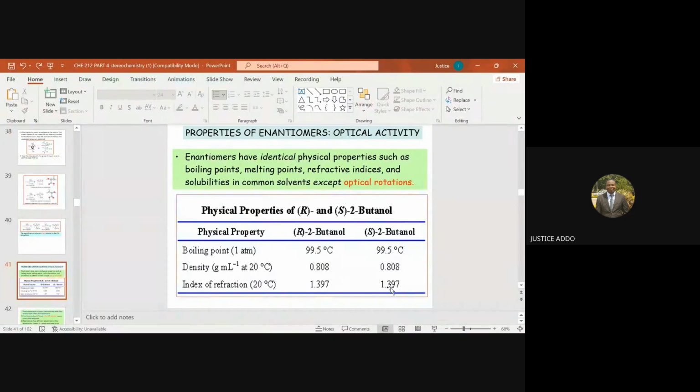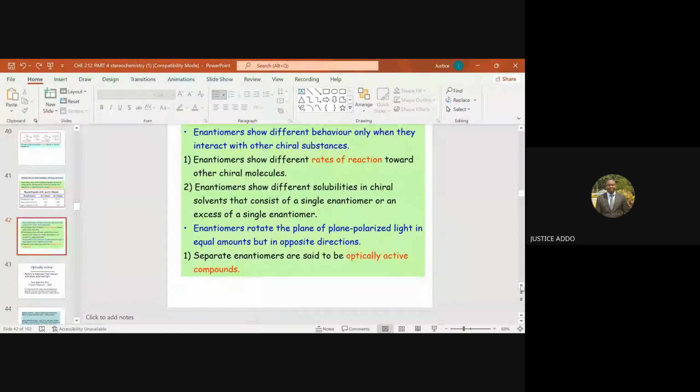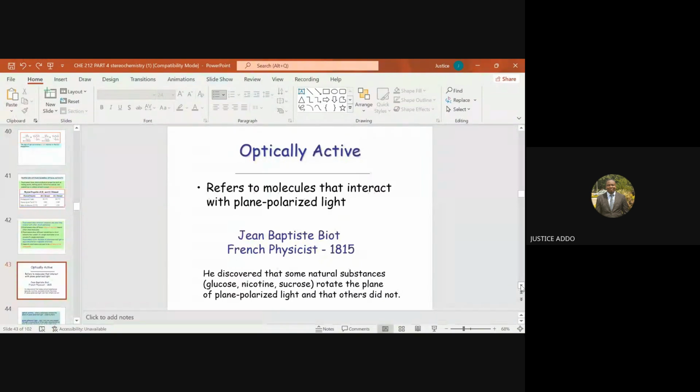The only difference is, whilst one rotates the plane of polarized light to the right, which is clockwise, R, the other one rotates to the counterclockwise, sinister, which is S. And also how they react with optically active reagents is done differently. So all this information is what I have explained earlier on, so there's no need of wasting much time here.